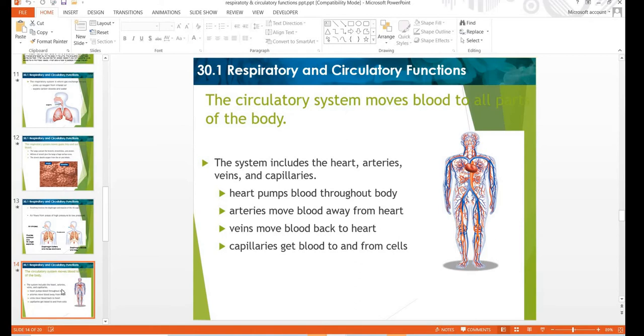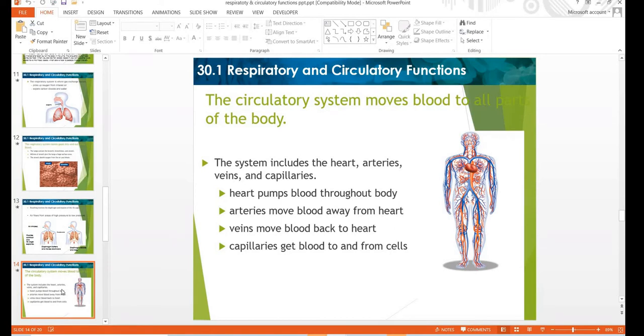It not only carries the oxygen-rich blood and the nutrients to various cells of the body, but it also carries back the oxygen-poor or deoxygenated blood, which has carbon dioxide, back to the heart and the lungs. So to do its job, the system must keep blood constantly circulating in your body.